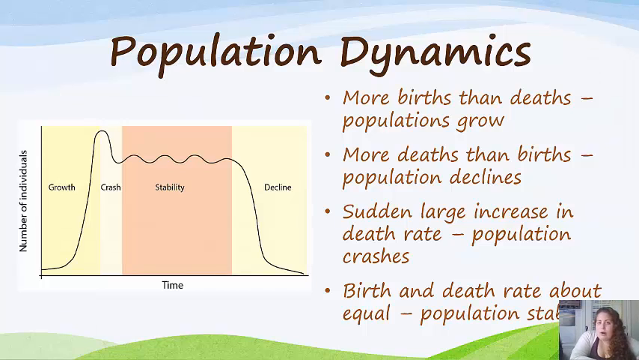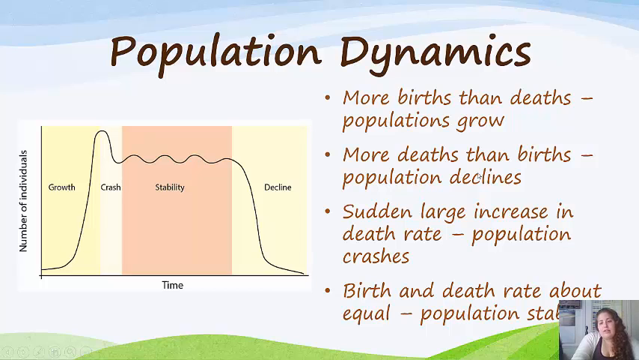So going back to our Oh Dear lab, we graphed the population of the deer and the population of the wolves, or the predators. So let's talk about how we read these population graphs. When you have more organisms in a population being born than dying, more births than deaths, we're going to have a population increase, a growth, like this first period here on the left.